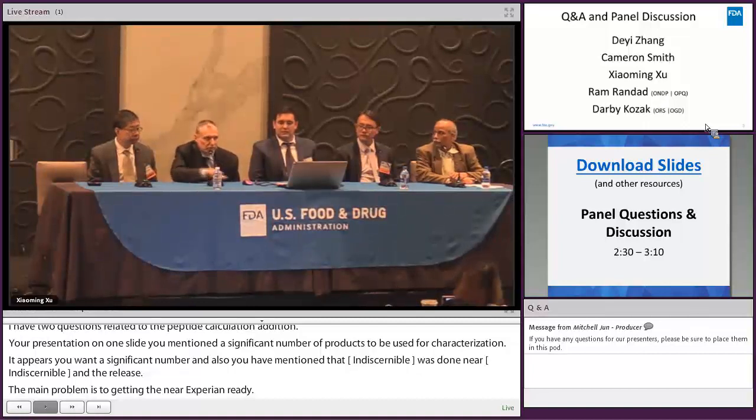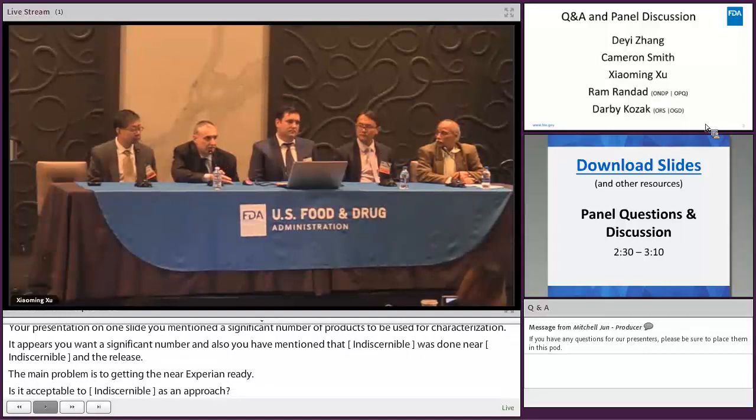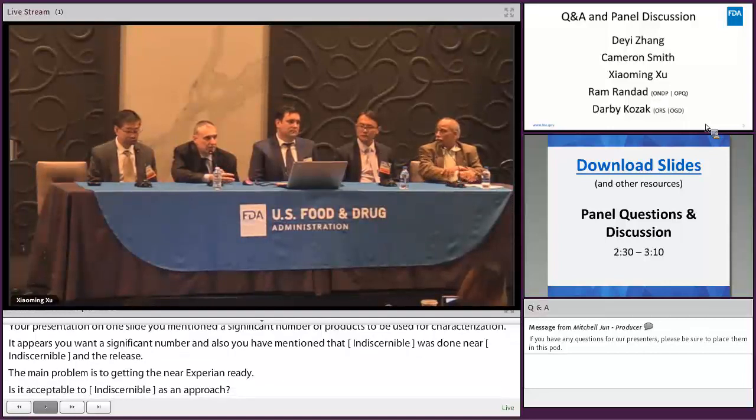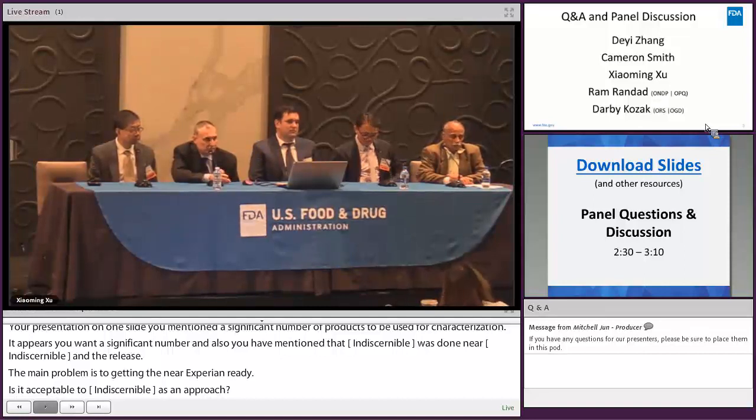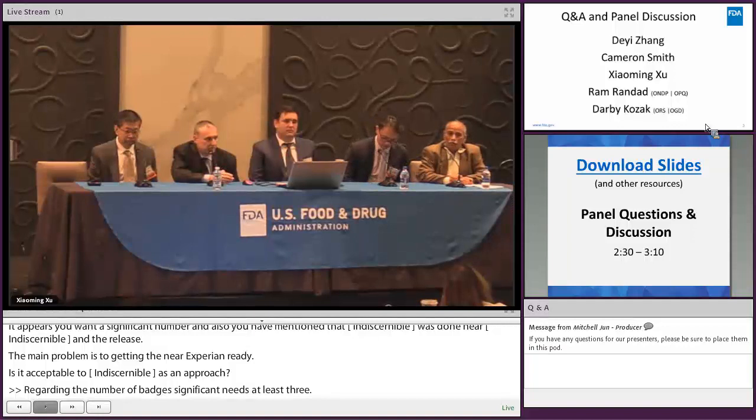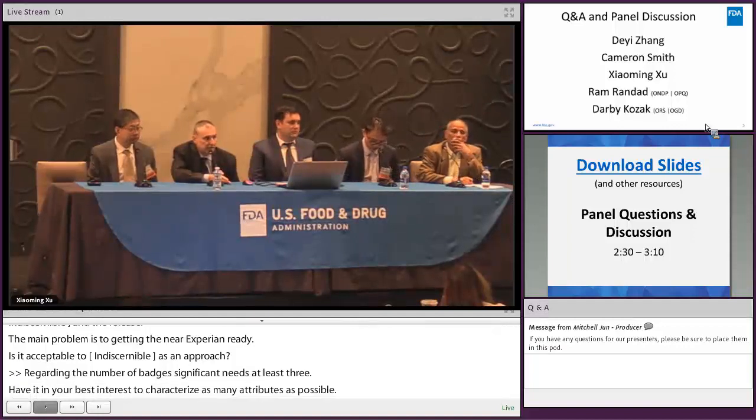So for the first question regarding the number of batches, significant means at least 3. However, it's in your best interest to characterize as many batches as possible, because especially for the RLD, that will allow you to better characterize the variability in these various attributes.